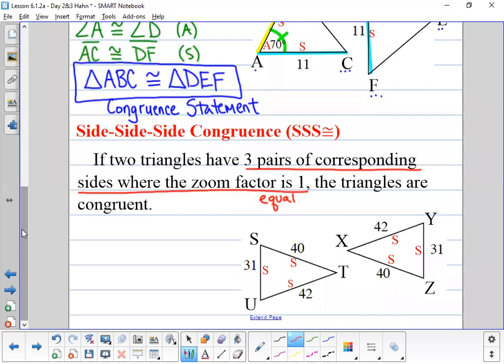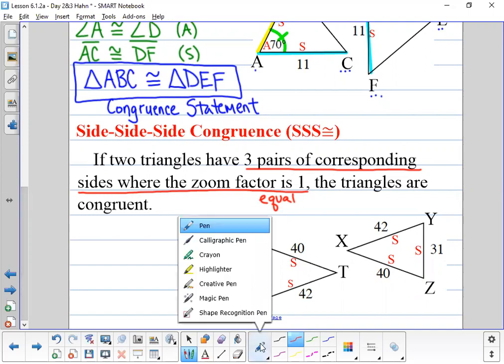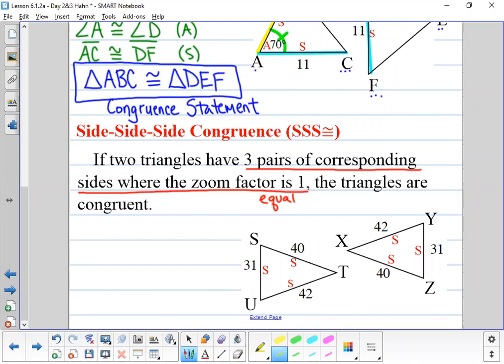I've got triangle STU, and I have lengths for all 3 of those sides, and triangle XYZ, and I have lengths for all 3 of those sides. So let's kind of match these up and highlight them so we can see which sides correspond with each other. I'm going to start with the smallest length, which is 31. So that one I'm highlighting in yellow, and it's going to match up with the smallest length in the other triangle, which is also 31.